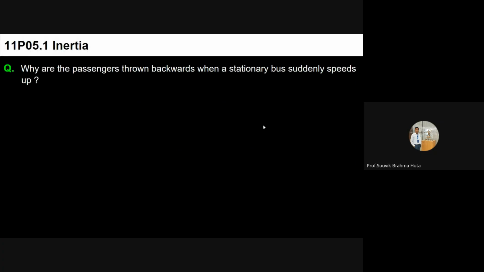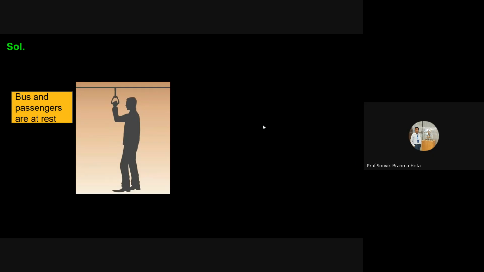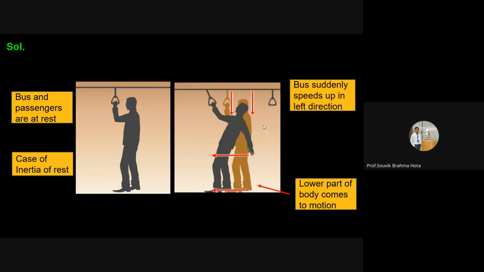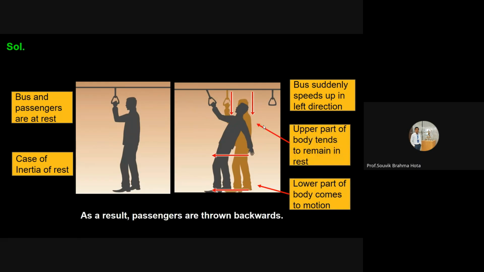Next one. Why are the passengers thrown backward when a stationary bus suddenly speeds up? I told you earlier. The bus and the passengers are at rest, so it is a case of inertia of rest. The bus suddenly speeds up in the left direction, you can see. The lower part of the body comes into motion with the bus, but the upper part of the body tends to remain at rest. So as a result, passengers are thrown backward.